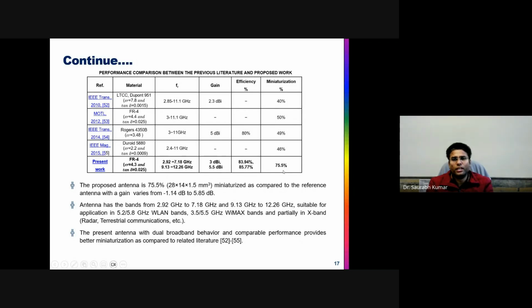So you can see that 75.5% miniaturization is achieved. The present antenna is achieving this much miniaturization with this much gain and this much efficiency, and all of it is because of the monopole structure. If it is not a monopole, then you will not get this much performance.